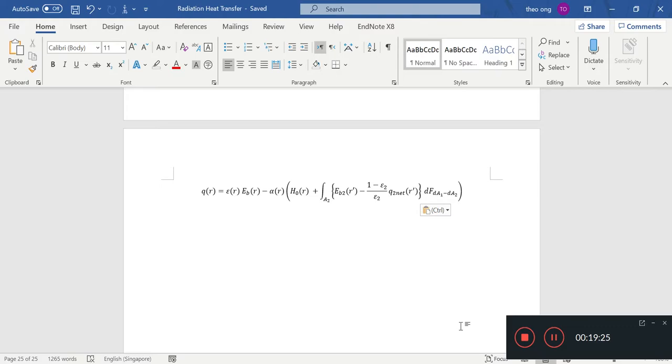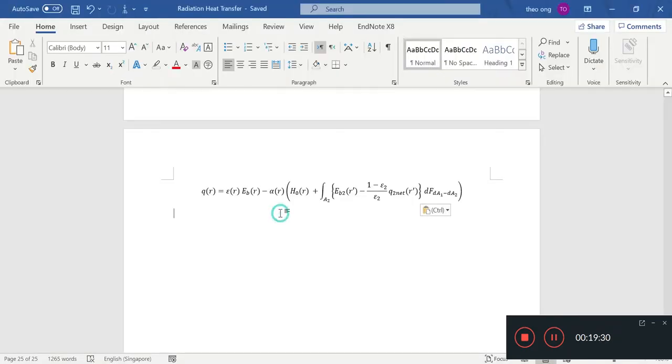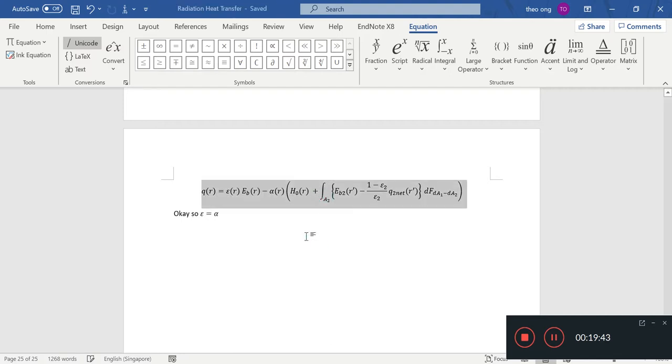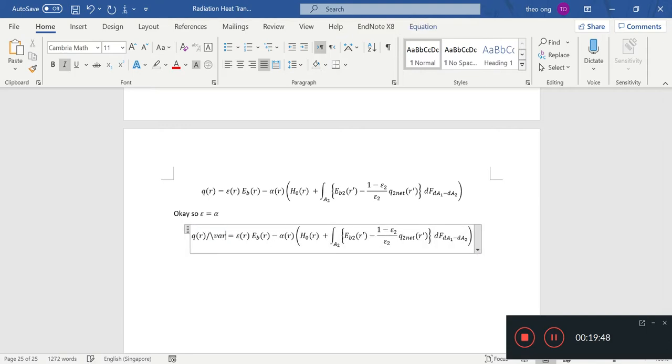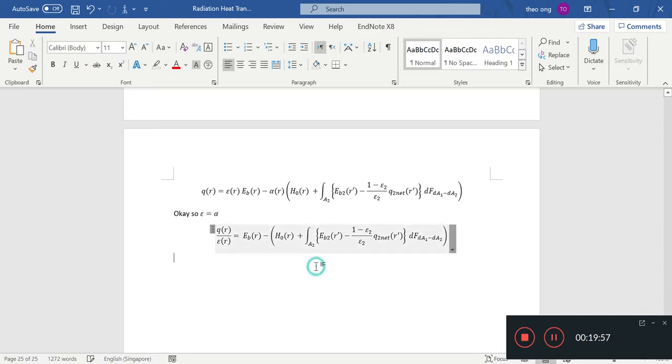So what is the next step? The next step is, okay, epsilon equals alpha. So I'm going to divide everything throughout by that. So I'll just get rid of this, and I get rid of this. So that's part 1.